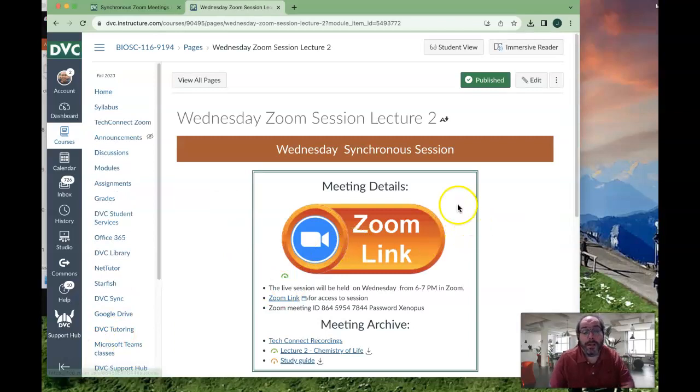Now, we have the giant Zoom link again. I told you I'd give it to you in many places. Here is a link as well. And here's a meeting ID you could manually type in, and the password is Xenopus.